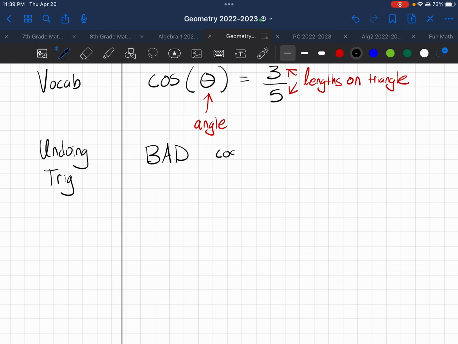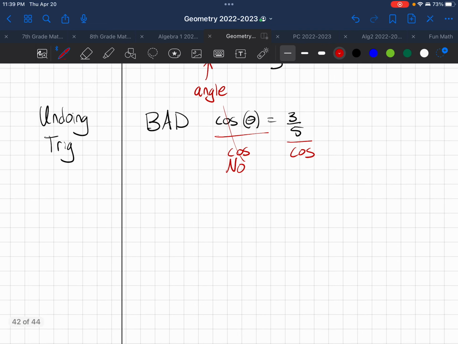Don't do cosine of theta is equal to, I don't know, maybe we'll just say 3/5 again. You do not just divide by cosine theta. It's one of the most common mistakes that I see students making. This doesn't work. You can't divide by cosine, divide by cosine. You would think, oh, those cancel out. No, that doesn't work. The only thing that you can do is take the anti-cosine or the arc cosine. So this is the good.